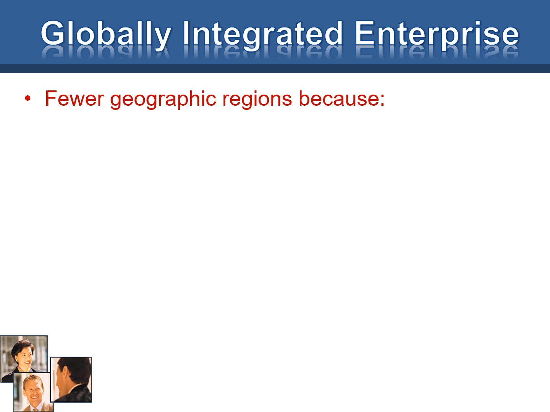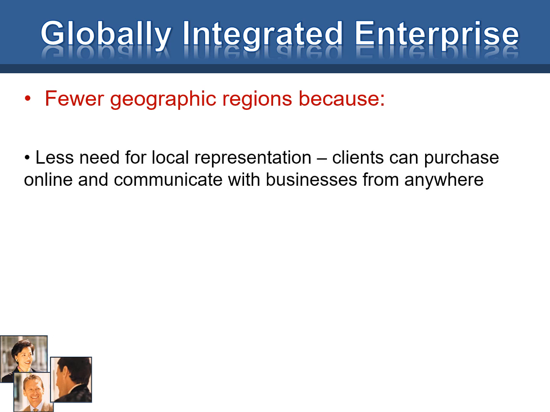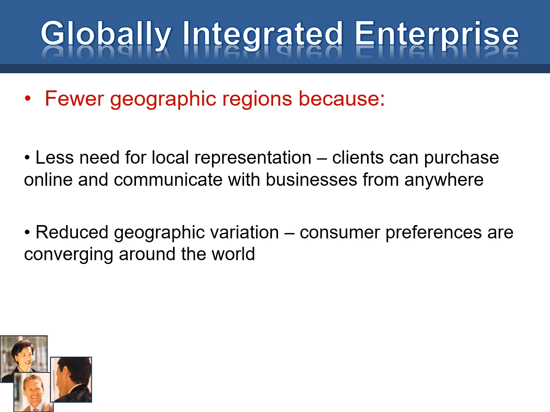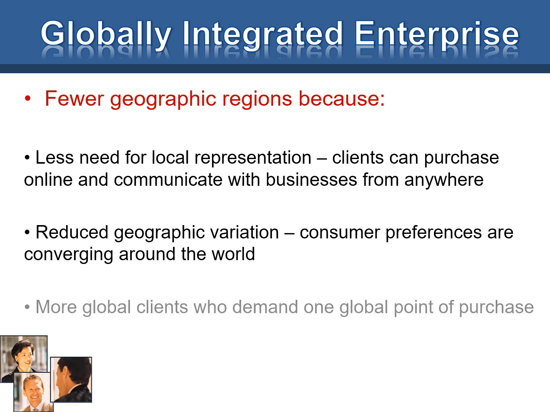There are fewer geographic regions in a globally integrated enterprise because there's less need for local representation. Clients can purchase online or communicate with businesses by email, phone, or whatever means necessary, using technology from anywhere in the world. There's reduced geographic variation. Consumer preferences are converging around the world, with more global clients who demand one global point of purchase.